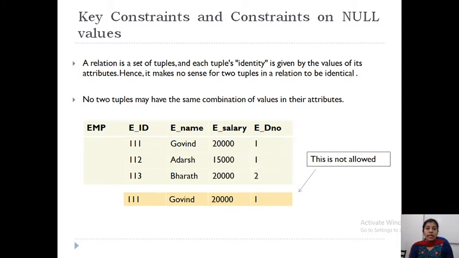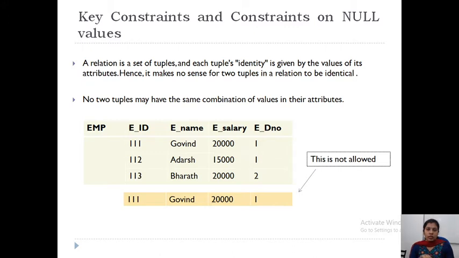One of the main advantages of a database system is what? It will reduce the redundancy. There won't be any redundancy. It will avoid the duplication of the data. So that means in two different tuples, the combination of the attribute values must not be identical. I cannot have the same information stored again in the database.